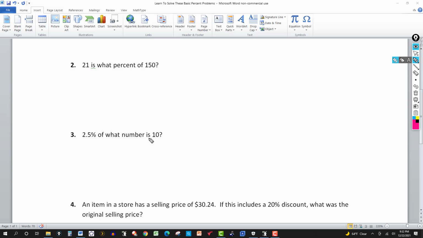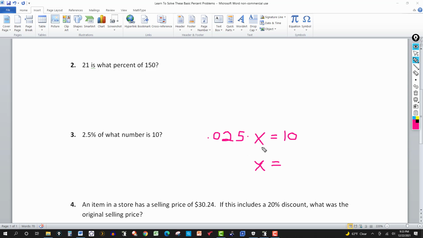Okay, so the rate of the percent is 2.5%. So convert it to a regular decimal without the percent sign to be 0.025. Move the decimal 2 places to the left, I should say. Drop the percent sign. Of, that's your times, what number? That'll be your base. You can use B. I'm going to use X. Doesn't really matter. It's just a variable. Is equal to 10. So 10 is the percentage, of course, and we're looking for the base.